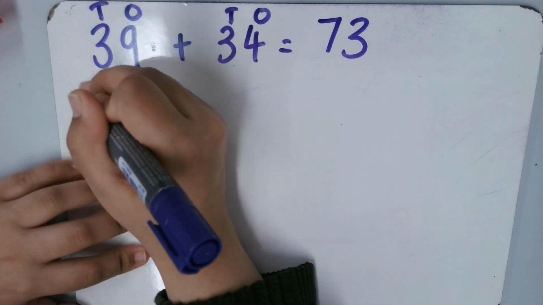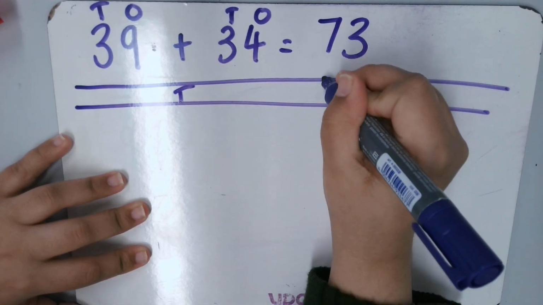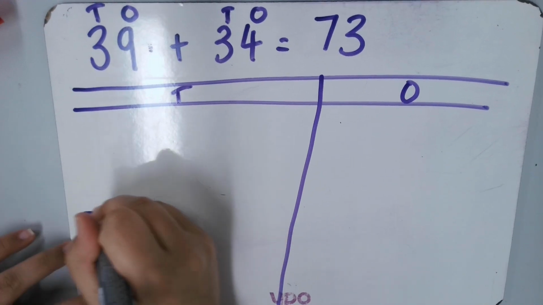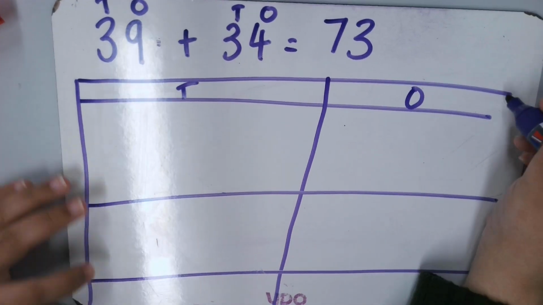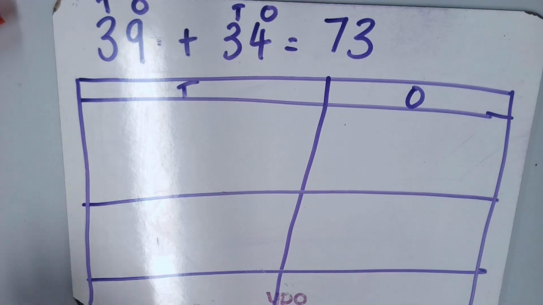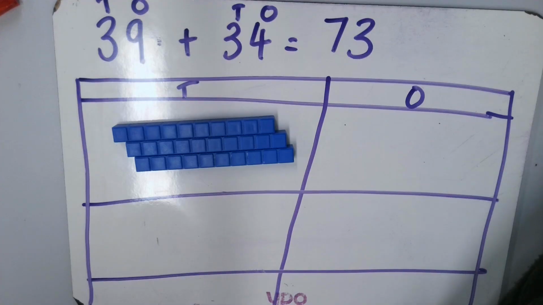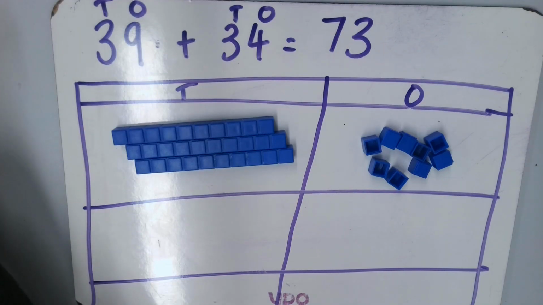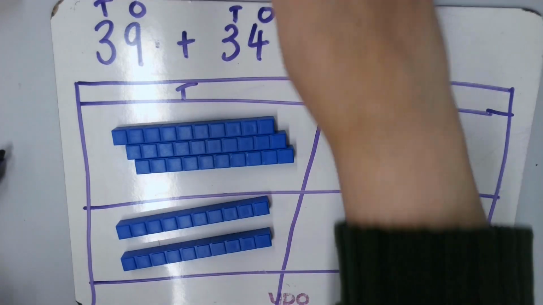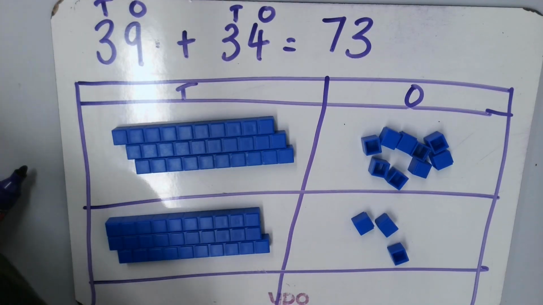I'm going to represent that using our Deans again, just to make that really clear. Tens, ones. Okay, we had 39, that's 3 tens and 9 ones. And then I had 34, which is 3 tens and 4 ones.